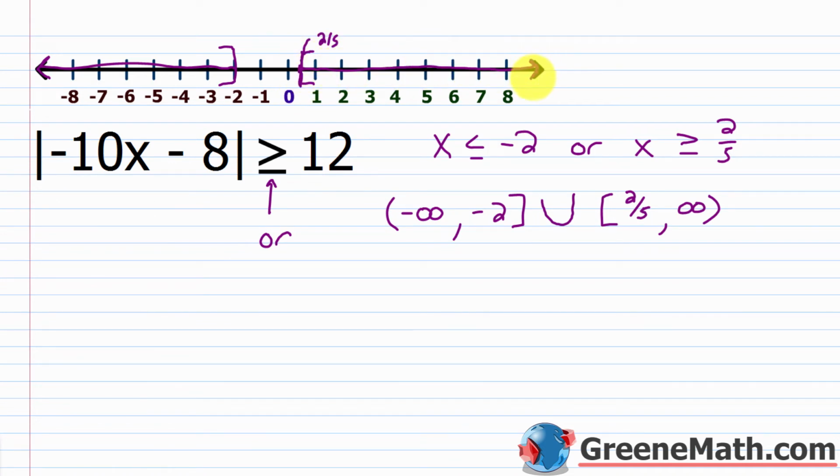And again, if you have this on a test, your teacher is going to allow you to make notches where there are, right? They understand that. So it's not perfectly at 2/5, but you've notated where it is. That's the best you're going to be able to do. So again, anything that is less than or equal to negative 2, along with anything that is 2/5 or greater, would be a solution for this inequality.